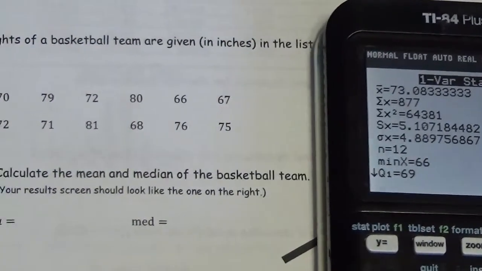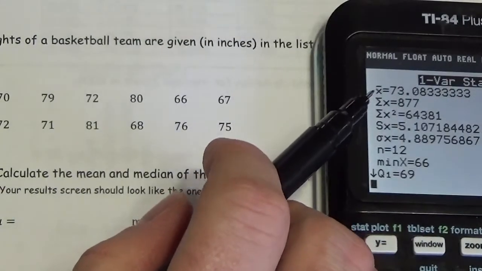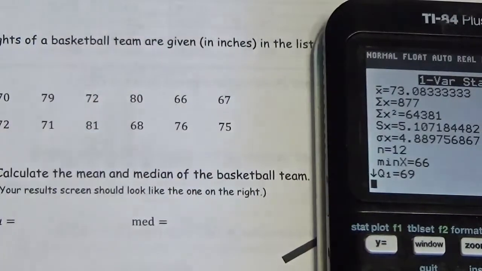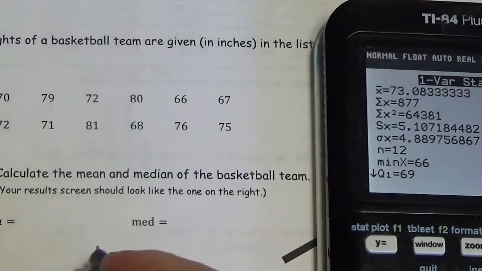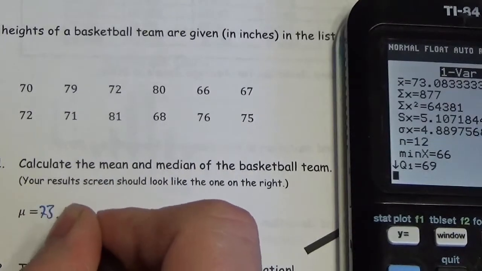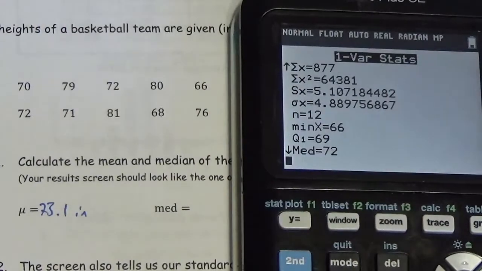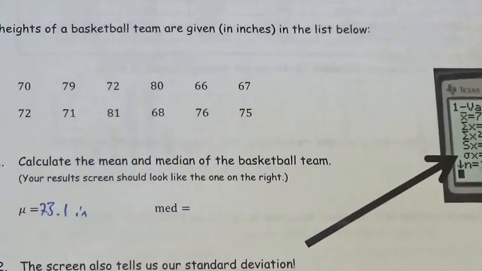Okay. So the question is asking us to determine the mean and the median to start off with here. So the mean, and we're going to use just this one up here. The calculator has a little bit of a difficult time with the mu right there, so they just use the x bar. So it looks like the mean height here is going to be 73.1 inches. The median, I'm going to use my down arrow, the median is 72.